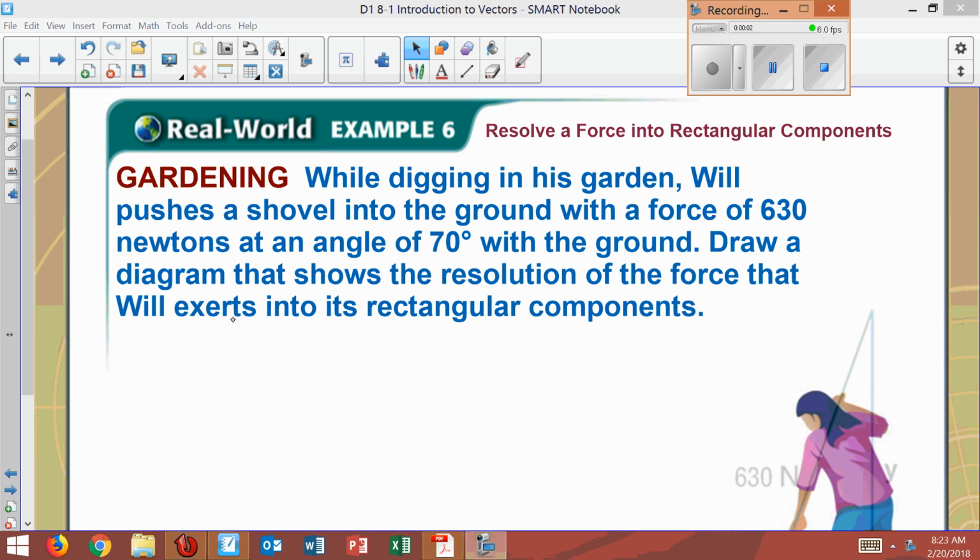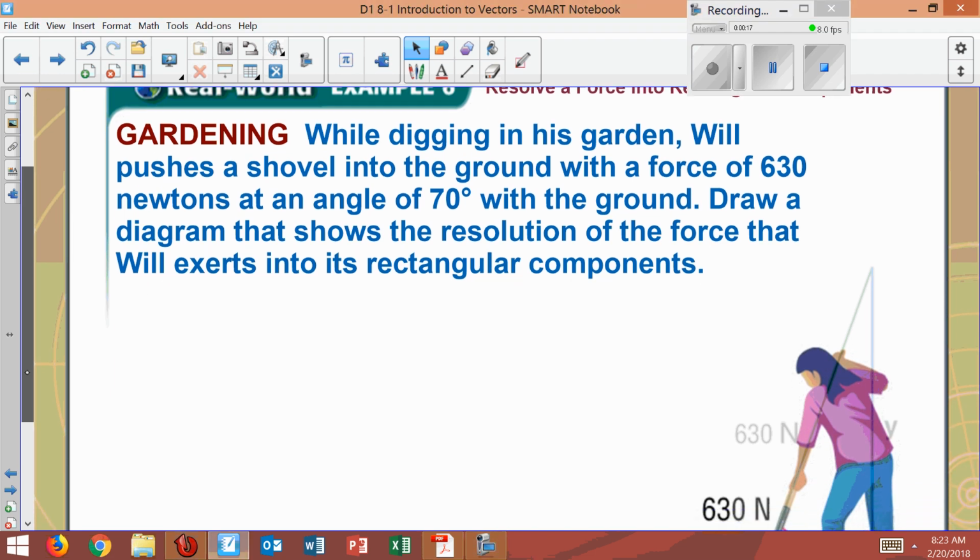Example 6. Resolve a force into rectangular components. While digging in his garden, Will pushes his shovel into the ground with a force of 630 newtons at an angle of 70 degrees with the ground. Draw a diagram that shows the resolution of the force that Will exerts into rectangular components.